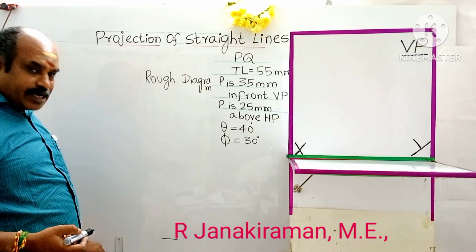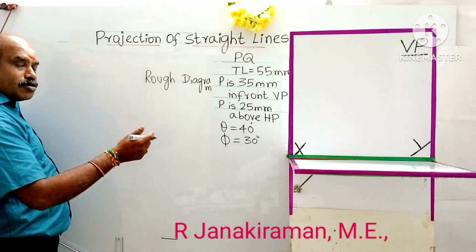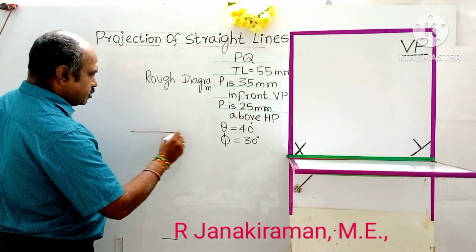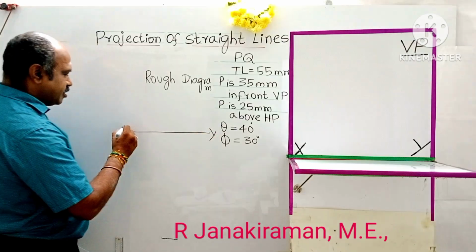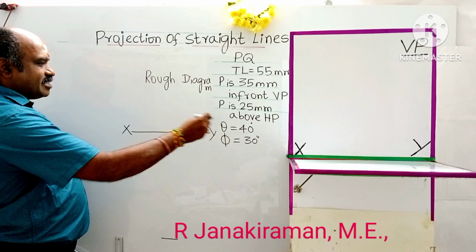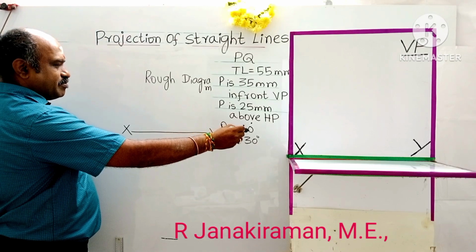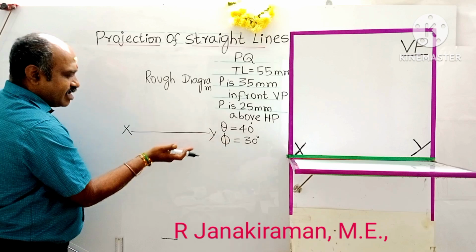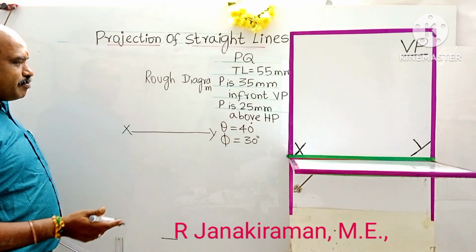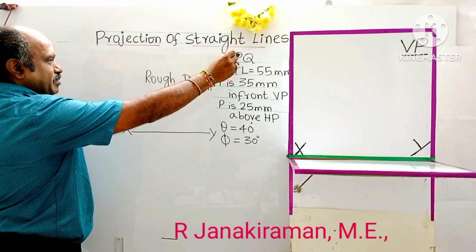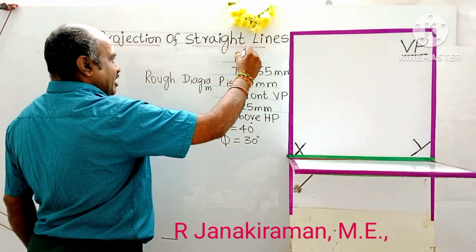So roughly you can draw it by hand. It's a rough diagram, with usual notations followed. This is a reference line called XY. Understand? So the angle of inclination is given as theta, the true inclination with HP, which will come above the XY line. True inclination with VP, 30 degree, will come below the XY line based on the projection of straight line concept. And before that, the end points are marked as PQ. PQ is the name of the line.